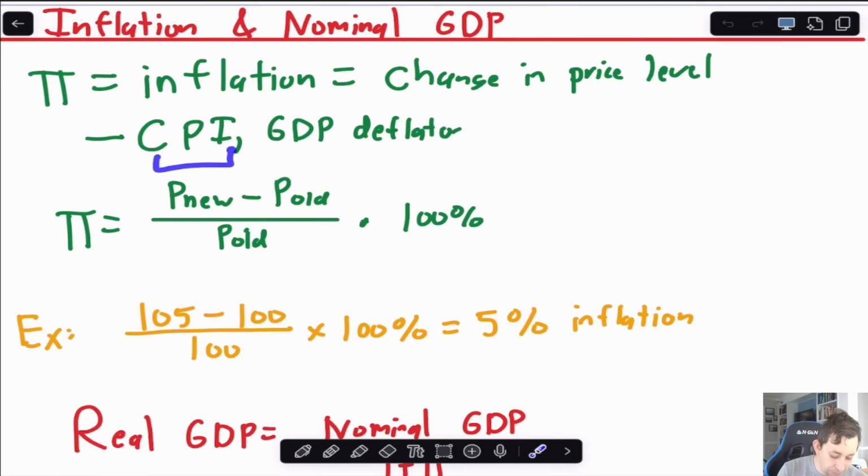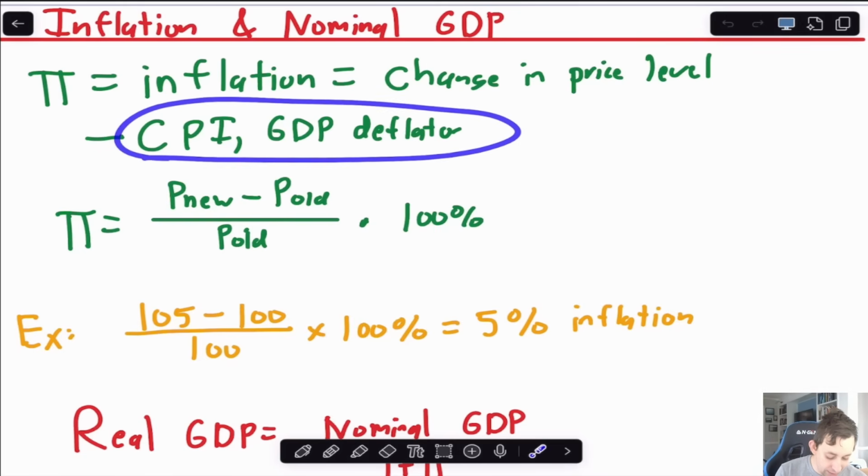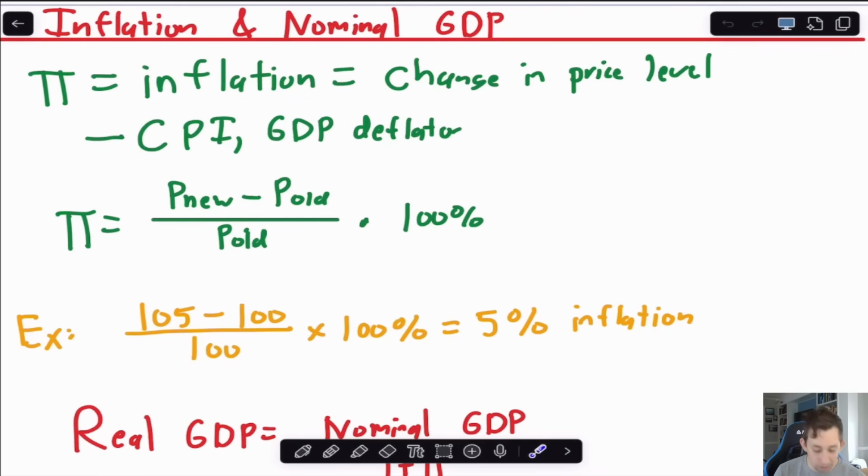This is called the Consumer Price Index, in which the US government literally sends people into grocery stores about once a month. They make them buy the same cart of goods, and they ask how much that cart of goods was worth, how much they had to spend to get that basket. GDP deflator is another one. Again, you don't actually need to know how to calculate these. You just need to know generally what they are.